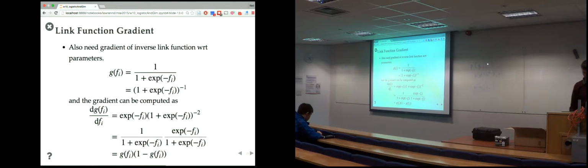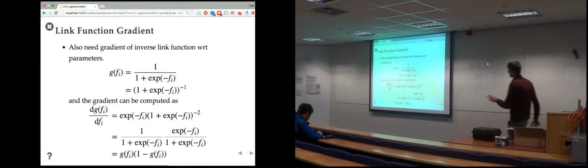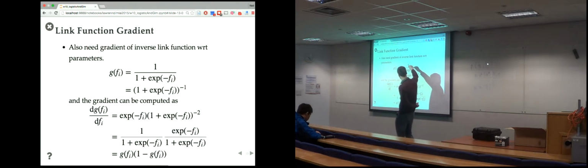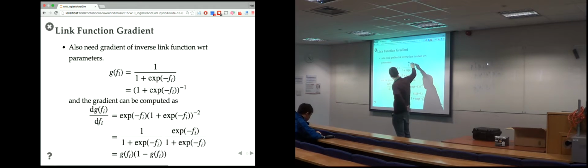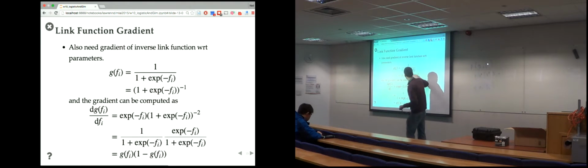So we need the gradient of this link function, but it has this funny form. This is the sigmoid, which I've rewritten as 1 plus e to the minus f, all to the minus 1. The gradient of that is computed. I can never remember which rule it is. But basically, you end up with the gradient of 1 over something is minus 1 over that squared times the gradient of the inside. It's just function of a function, really, isn't it?